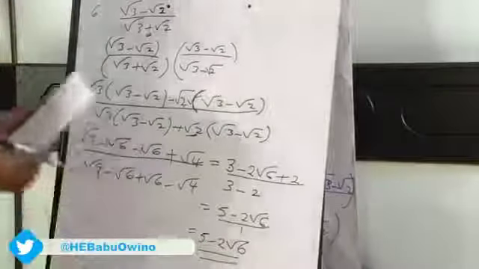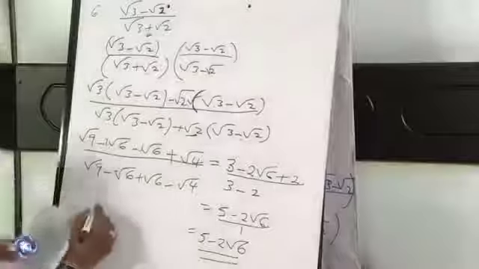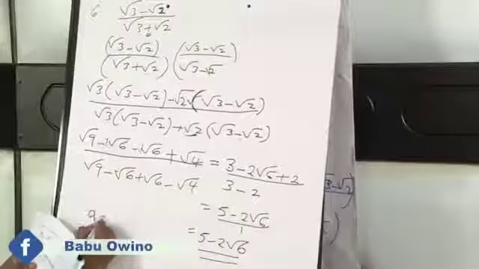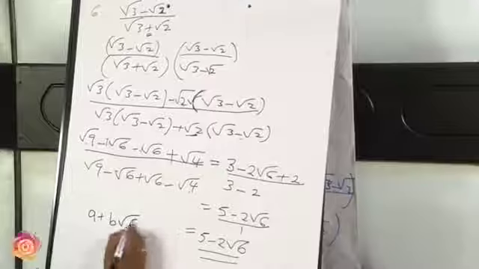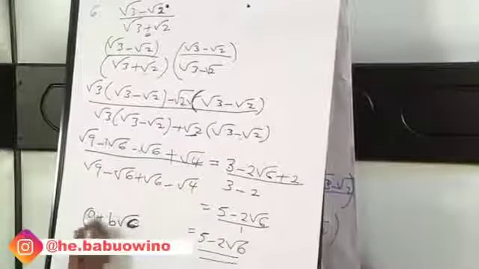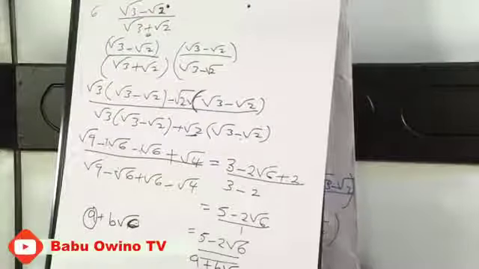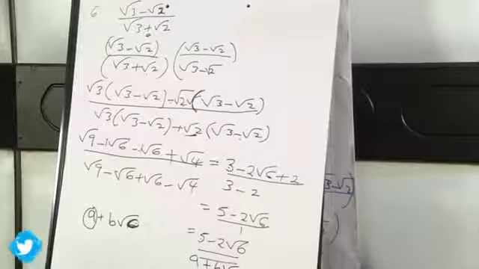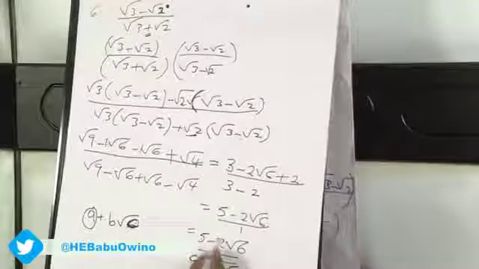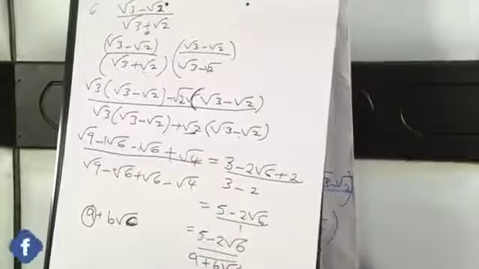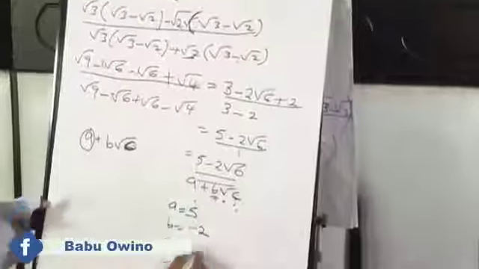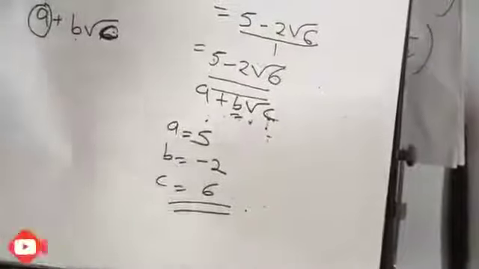This is our answer. But remember, we've been advised to write our answer in the form a plus b root c. So our value of a, you just write a is 5. Tell the examiner that you know. Then b is minus 2, and then c is 6. So we finished with the surds.